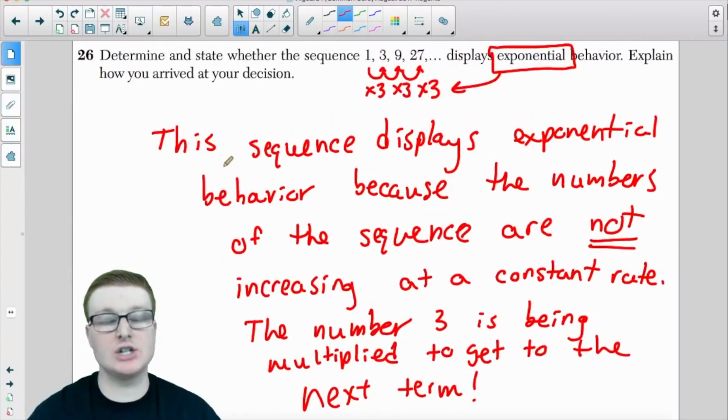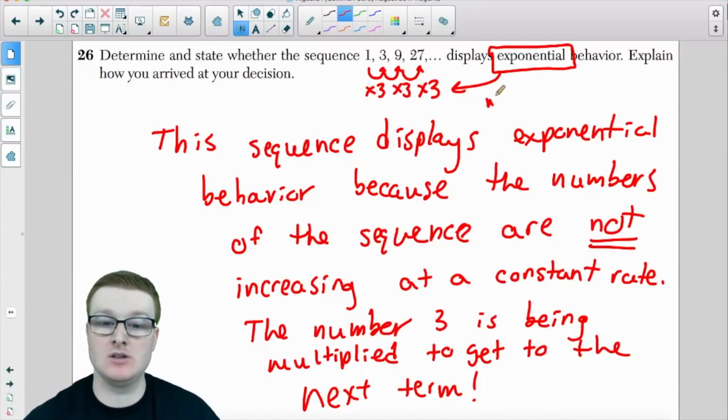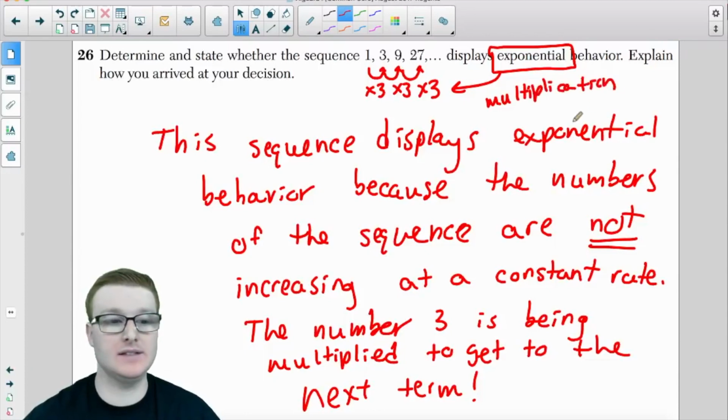Again, not too bad of a question, just testing your knowledge on if you know the difference between linear and exponential growth. Exponential growth means multiplication. You could clearly see that right there. Okay, that's how you do number 26.